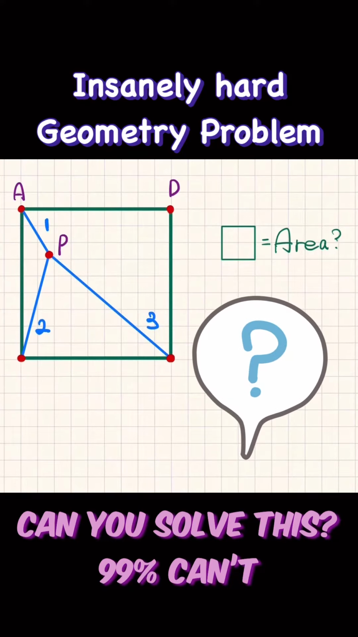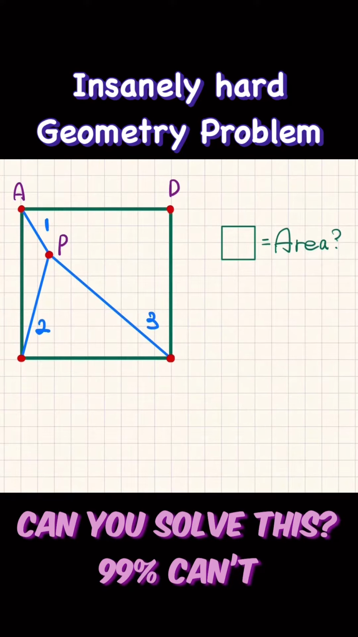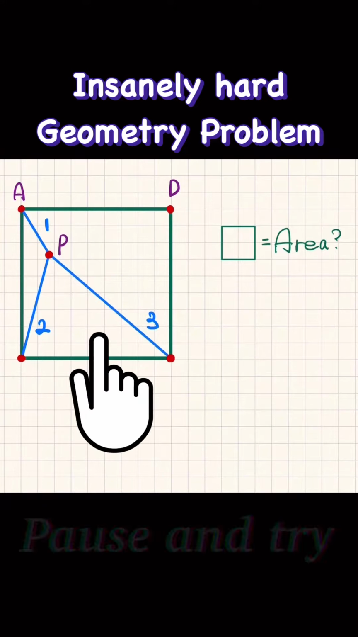Today, I've got an interesting problem for you. Here we have a square, and inside it, there's a point P. The distances from this point P to the three vertices are 1, 2, and 3, respectively. Now, let's find the area of the square.